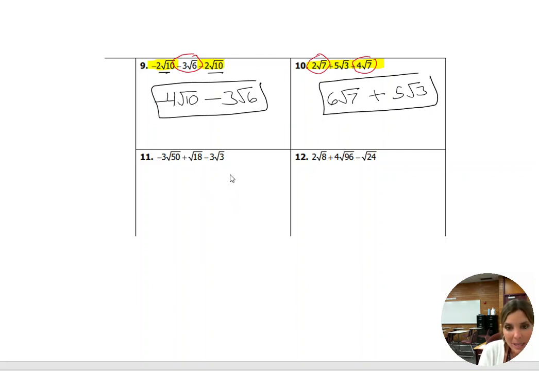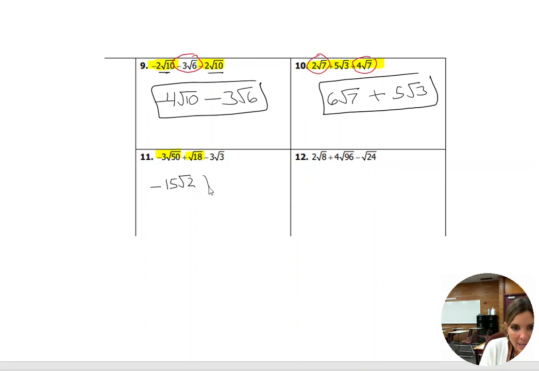Okay, now on number 11, the only thing that makes this one a little bit different is that this radical and this radical can simplify. So let's go ahead and simplify first. Grab your calculators. You're going to do negative 3 and then root 50. And that would be negative 15 root 2.